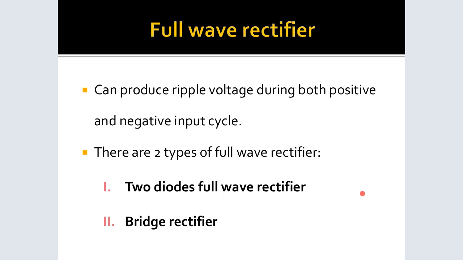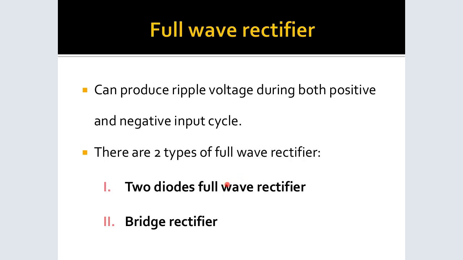Now the full wave rectifier. The only difference is that it has two diodes, and therefore we'll be able to produce what we call ripple voltage across the resistor from both directions. So when one is reverse biased, the other one is forward biased, and the opposite happens.